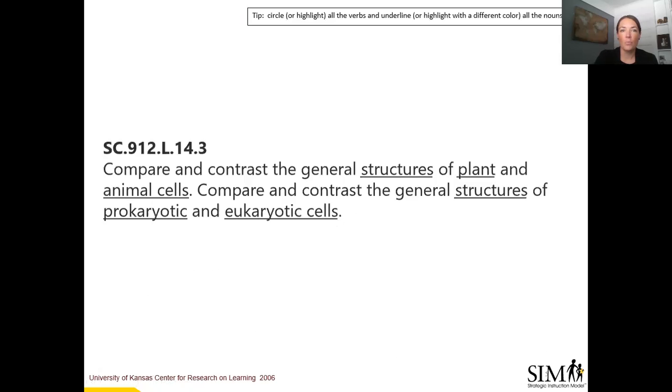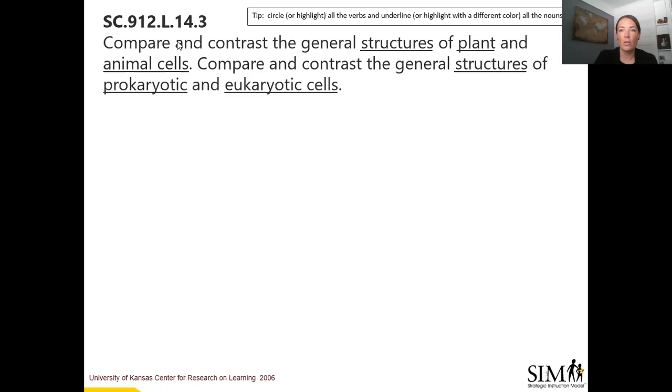My tip, once you get your standard here, is to underline all the nouns. So in this standard, the very important nouns are the structures, right? And which structures? Well, those of plant and animal cells and the structures of prokaryotic and eukaryotic cells. My next tip is then to highlight or circle all the verbs. So what do I need students to do? Well, they need to be able to compare and contrast these structures, and they need to be able to compare and contrast those of the prokaryotic and eukaryotic cells.